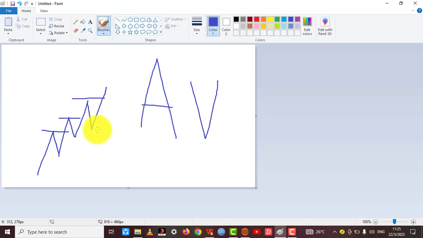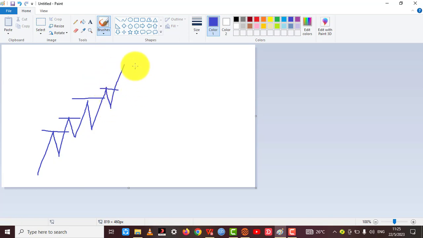So the A is what I'm illustrating now. This is how it moves. Impulse breaks the structure. Now listen carefully, pay close attention. This is the most important part of the video. If price fails to break this high and breaks this lower low, this lower high, then we have what we call a shift in market structure.